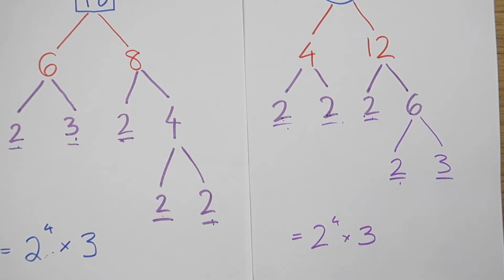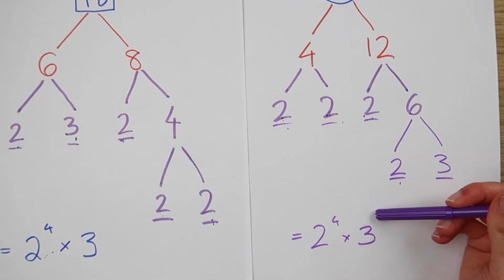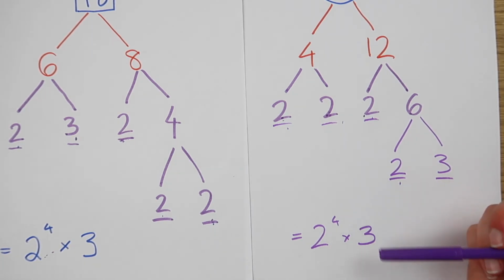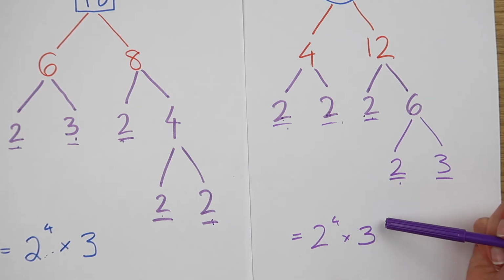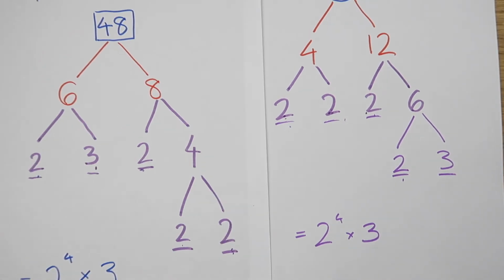Just a reminder, when a number is to the power of 1, we never write a 1 up here. There's an invisible 1, but you can always assume that it's 3 to the power of 1. There you have it. That is how you do prime factorization.